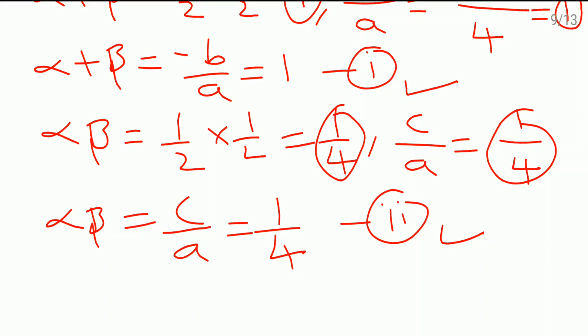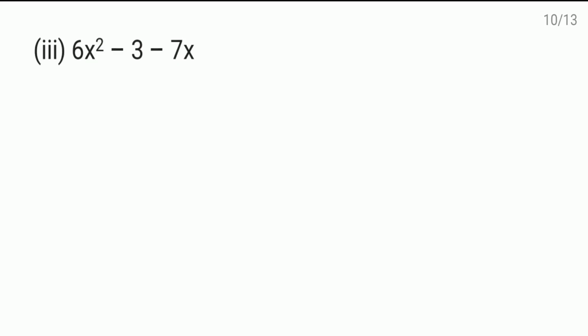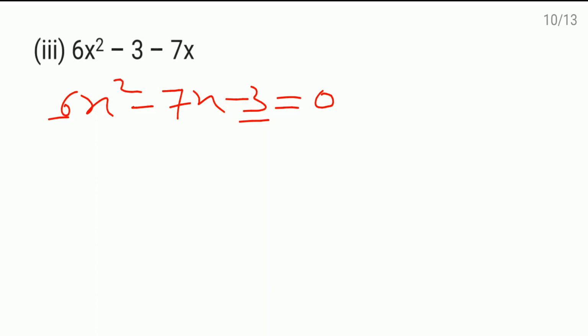Correct? Let us move towards the third sum. Now first write down this polynomial in the standard form. Right? First we'll write down 6x square minus 7x minus 3, which is equal to 0. Why are we equating this with 0? Because we need to get the zeros. So I want two numbers whose product is 6 times minus 3, that is minus 18, and sum is minus 7. Correct? So the two numbers are minus 9 and plus 2.